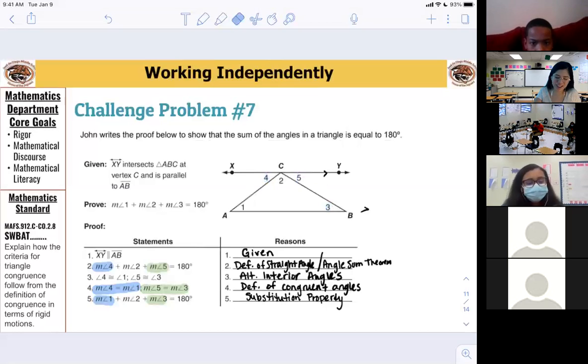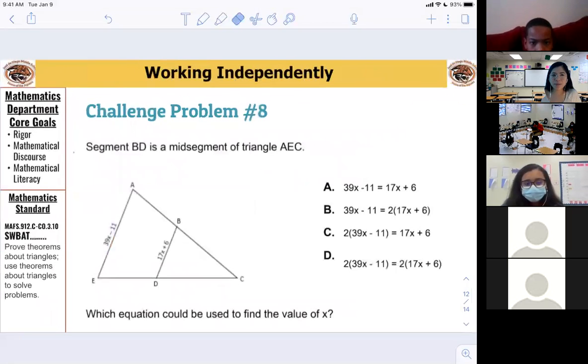All right, number 8. Segment BD is a mid-segment of triangle AEC. Which equation could be used? B, as in boy. Anybody disagree? I agree. Good. We know that the longer one will be equal to twice the shorter one. That's why you gotta put the 2.